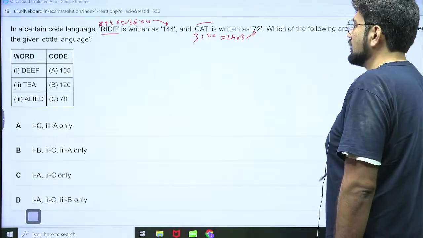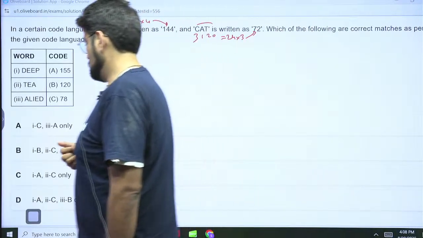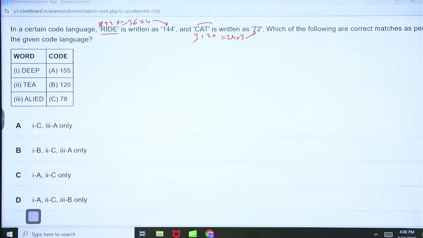So which of the following are correct matches? Now look at the options. The options are going to help you out. 1C, 1B, 1A, 1A. We have only 4 options with us. With 2 there is C only. If at all it is there, it's with C only. And with 3, A, A, B. So check with 2 first. That will isolate or remove options at least for us. So 2 is T, A, E, 25, 1. So this is 26, 26 into 3.